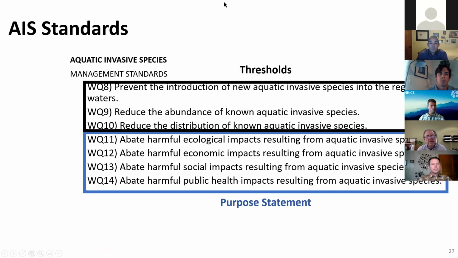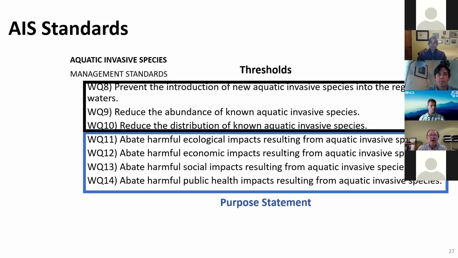You know, I am following along. It still bothers me a little bit, or a lot actually, to have the threshold as these sort of amorphous goals of reducing the abundance of known aquatic invasive species. I mean, a reduction of 0.0000003% is still a reduction of known species. But it doesn't seem to be that aspirational.